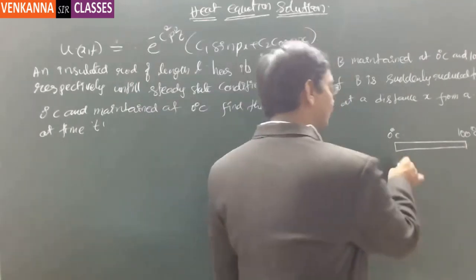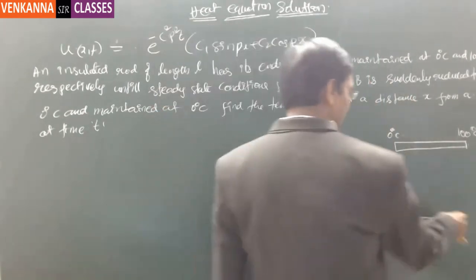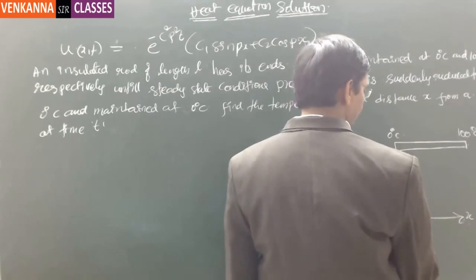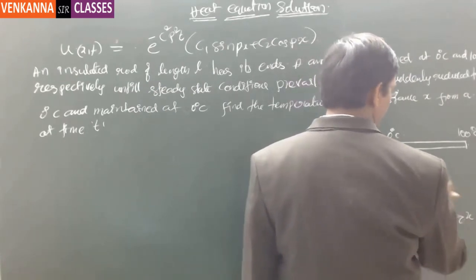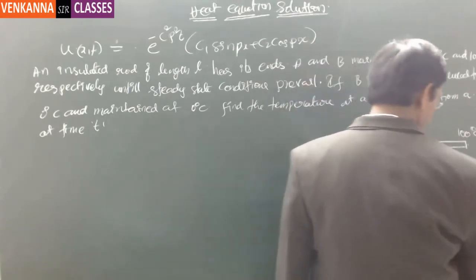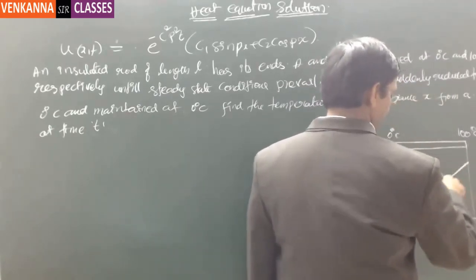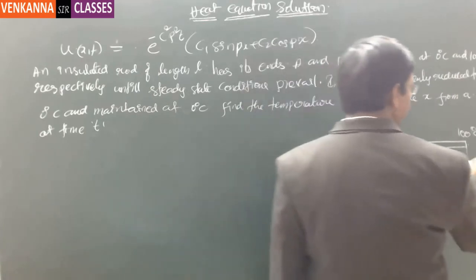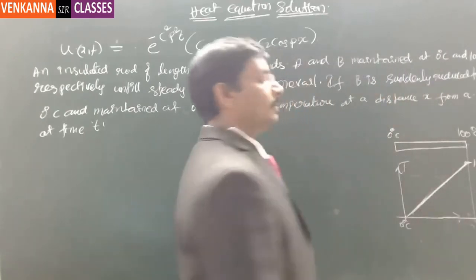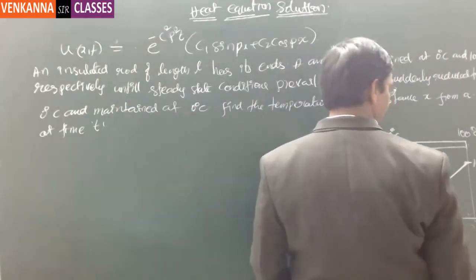Suppose I draw the graph of this temperature distribution under the steady state condition. This is x and this is the temperature. This will be linearly increased from 0 to 100 degree centigrade. So this is at 100 degree centigrade and this is at 0 degree centigrade. This is how the temperature is distributed over the length of L. Because this length is L, this point is L.